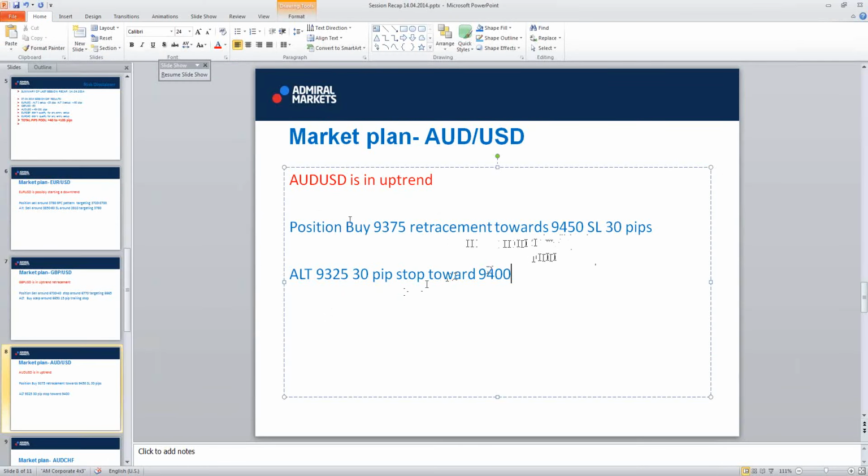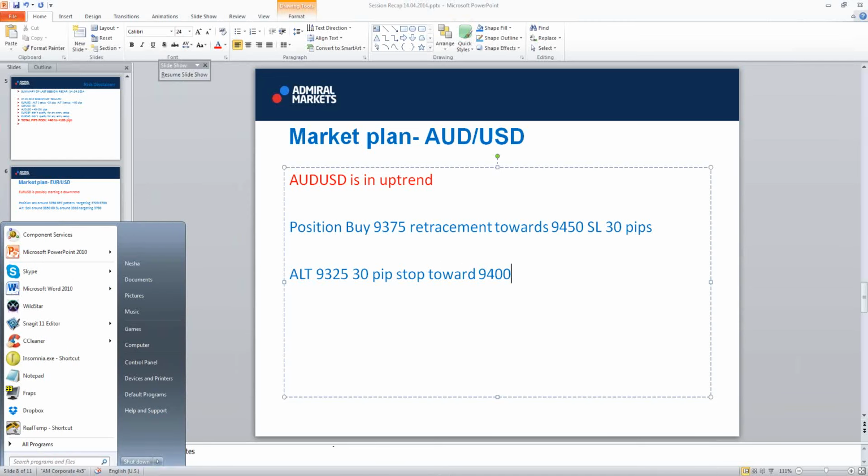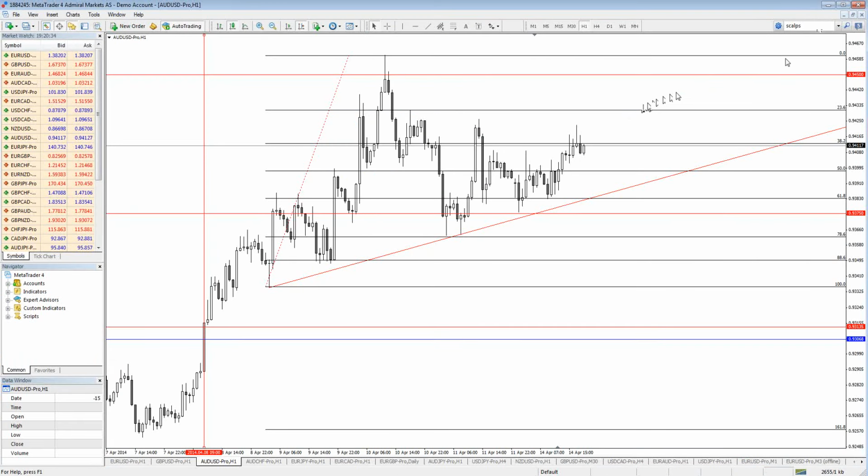If we get a trade, or if we don't get a trade, I would be looking for a possible sell entry. The sell entry would be around 94.30. This would be the zone for selling into. Why? Because we also have a trend line.